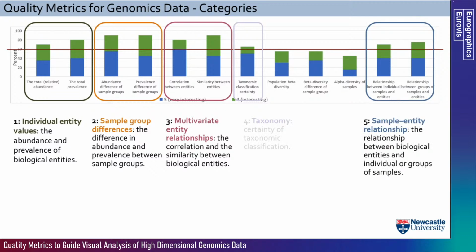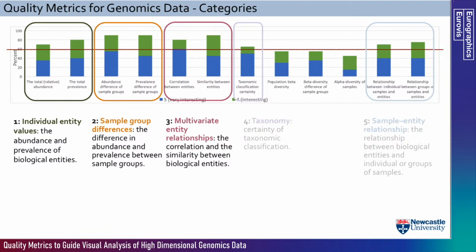And the fifth and last category was the relationship between biological entities and individual samples, and the relationship between biological entities and groups of samples. And this is a type of relationship that we found is a bit too complex to describe as a single, simple quality metric, and something that's better investigated and understood through interactive exploration.